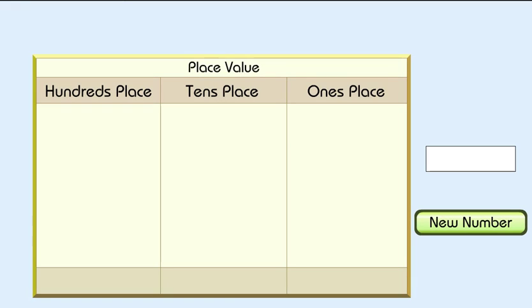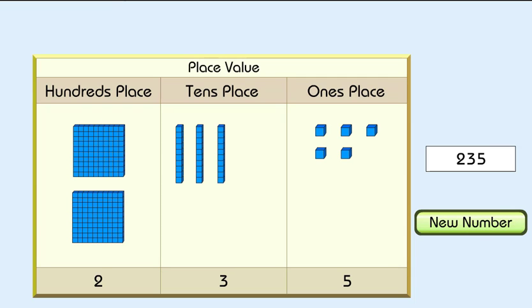Okay, now let's look at some other numbers and their place values represented with base 10 blocks. We first click the New Number button. We see the number 235 represented by its place values and with base 10 blocks. Going from right to left, we see there are 5 ones which are represented by 5 unit blocks, 3 tens which are represented by 3 rods, and 2 hundreds represented by 2 flats.